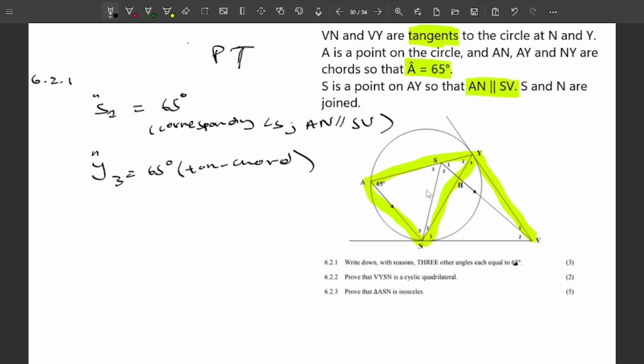Now for the second one, we're going to do the same and say tangent, alternate back home. Then this means that n1 is equals to 65 degrees, right? Tangent.